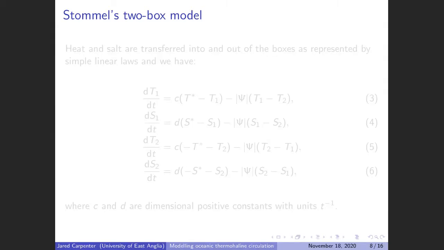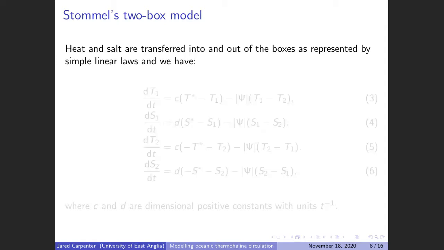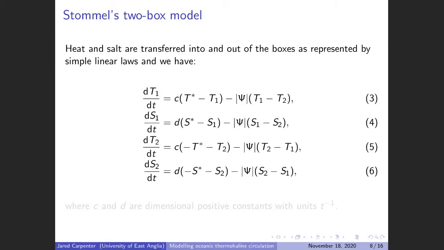So, heat and salt are transferred into and out of the boxes as represented by simple linear laws. And what it boils down to are these four prognostic differential equations, as in they are time dependent, for T1, T2, S1 and S2. And we'll see some cross dependency, so they are linked, and also you can see the terms for the reservoirs. And C and D are just dimensional positive constants, and they have dimension of rate, so 1 over time.